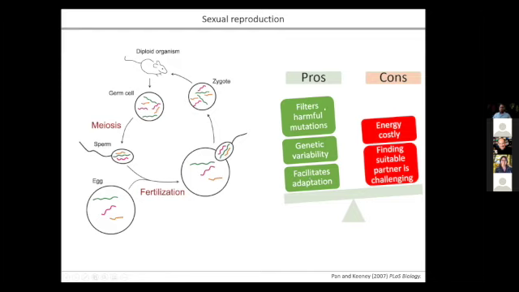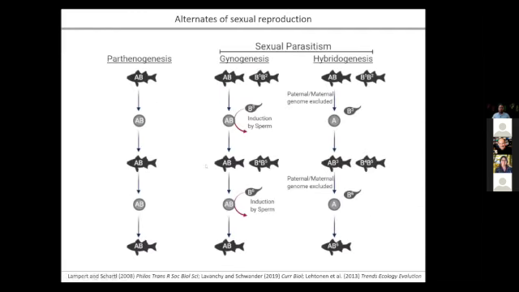But in addition to these benefits, this can also be a very energy costly process, and sometimes in the wild, finding a suitable partner can be challenging. So there are certain disadvantages along with it. So it's not a surprise that some organisms have adopted alternative forms of this. The most commonly known form is parthenogenesis, where a female produces diploid eggs, which develop into an entire organism, and there is no requirement of any partner in this process.